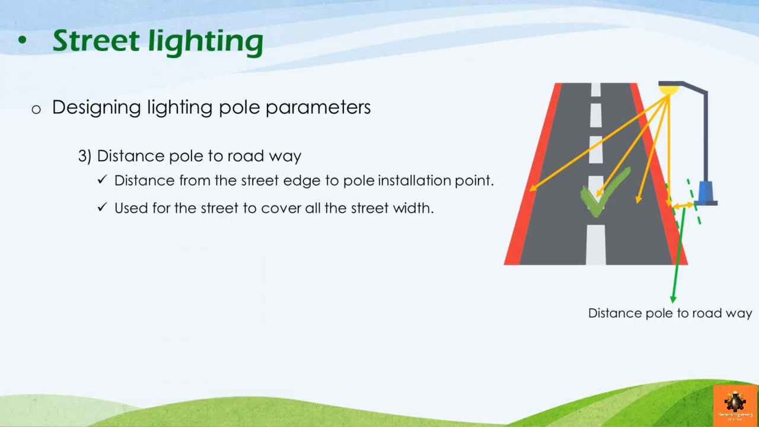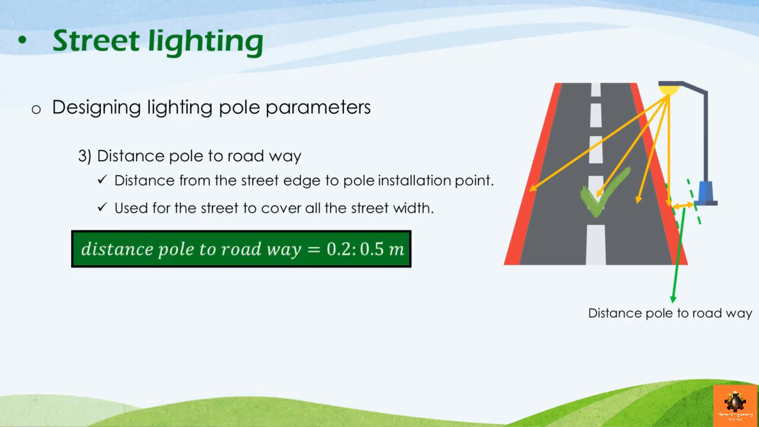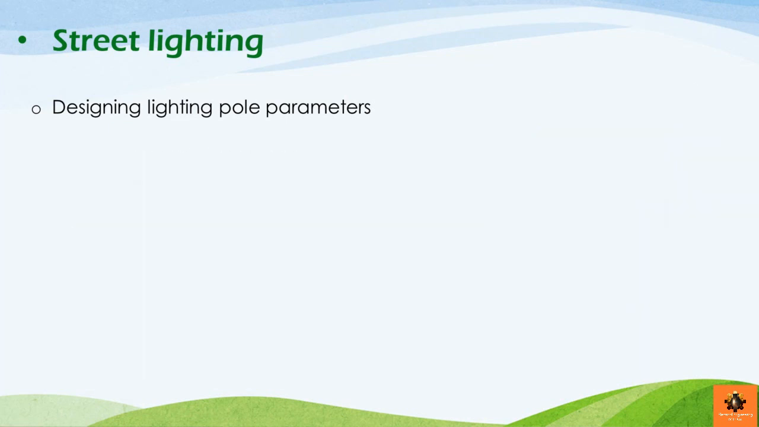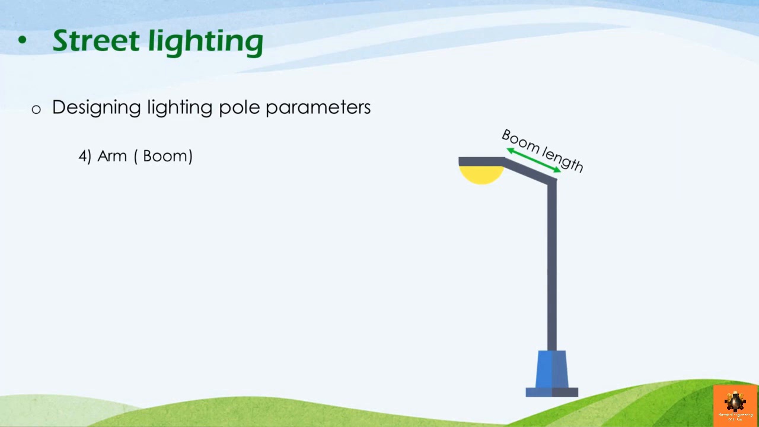And this distance pole to roadway has a value that ranges from 0.2 meter till 0.5 meter. So in our design, we set the distance pole to roadway with a value that ranges from 20 cm until 50 cm. Alright, now the next factor we have is the arm or the boom.